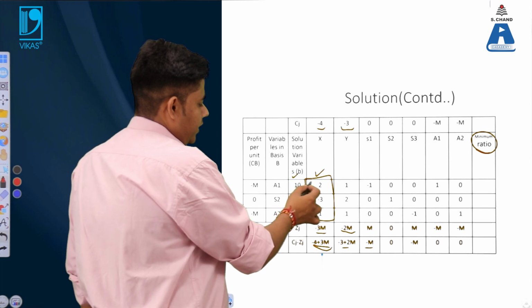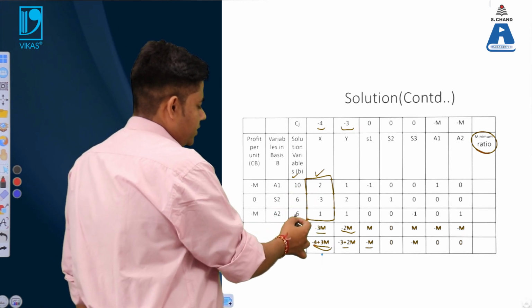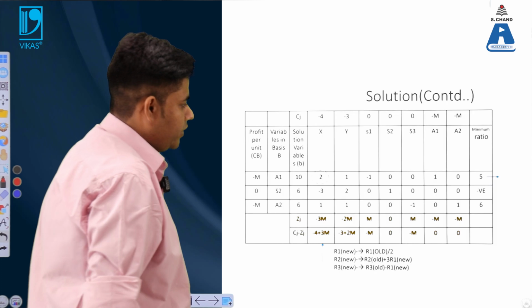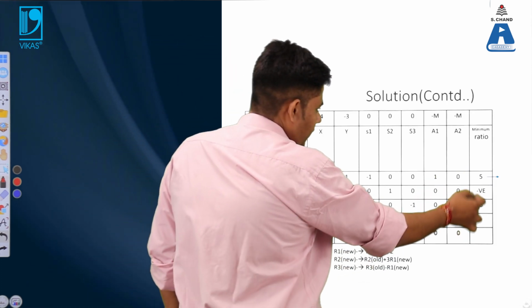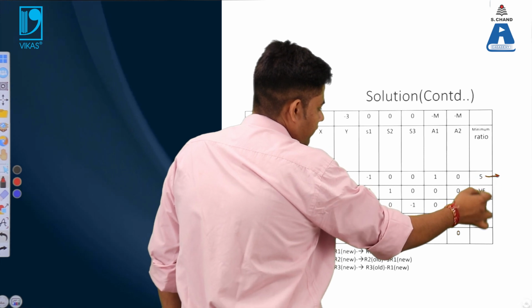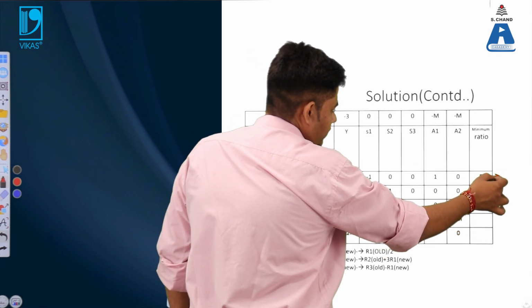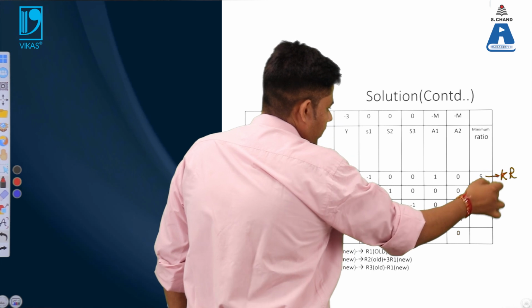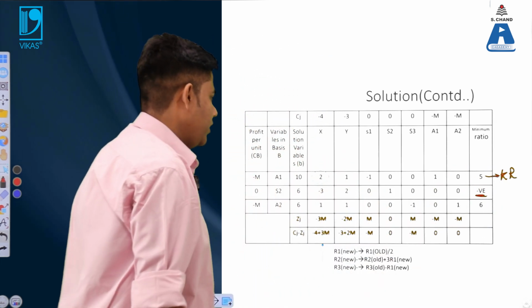So, 10 divided by 2, 6 divided by minus 3 and 6 divided by 1 would be the elements of the minimum ratio. Here we generally skip negatives. So, we are having the choice between 5 and 6. We have to look for the element which is smaller. So, 5 is a smaller element.